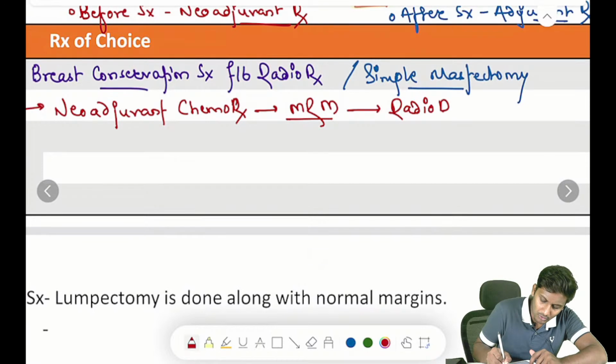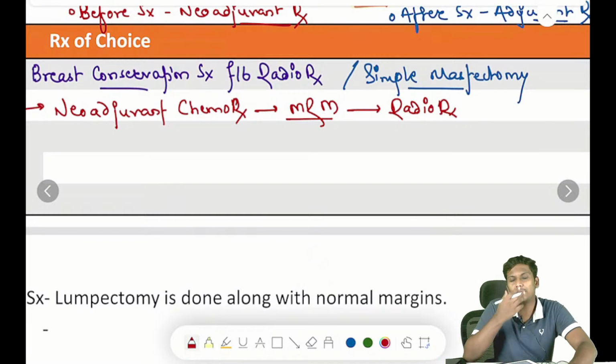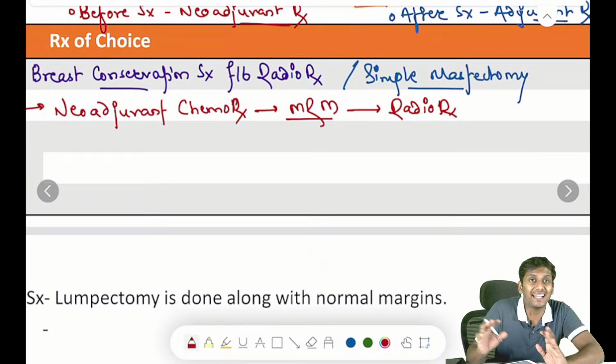Why radiotherapy here also? Because we know already, if it is a cancer and it is large in size, it has spread to the lymph nodes, there is a very high chance that there will be a recurrence. So therefore after surgery better go for a radiotherapy. ठीक है. Important is MRM, modified radical mastectomy.